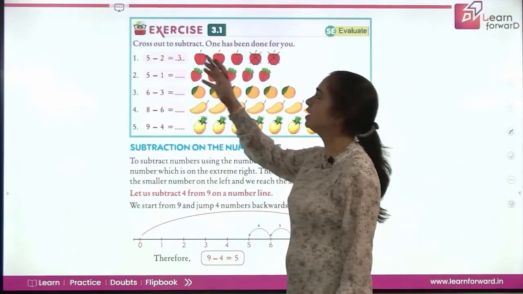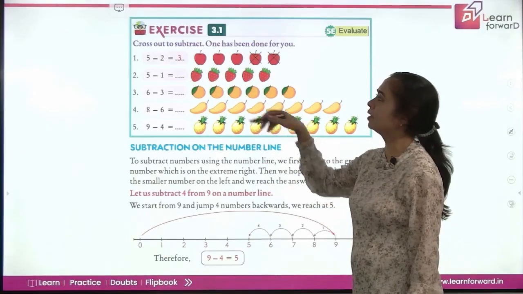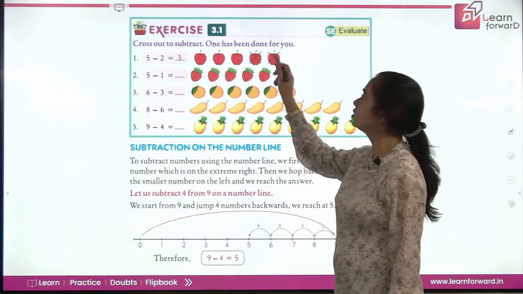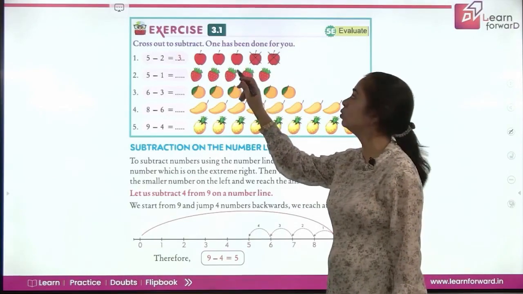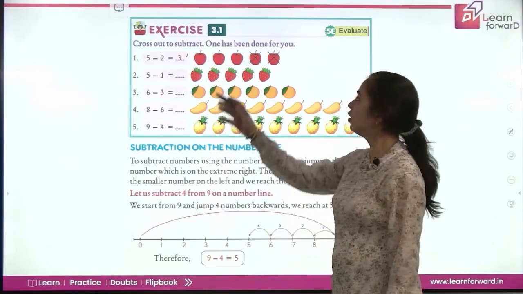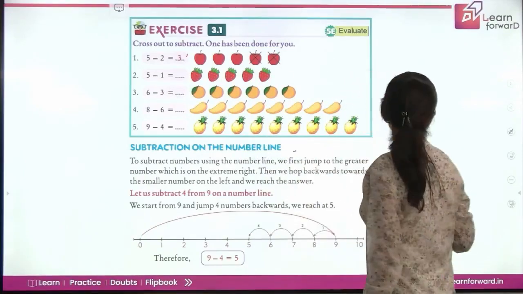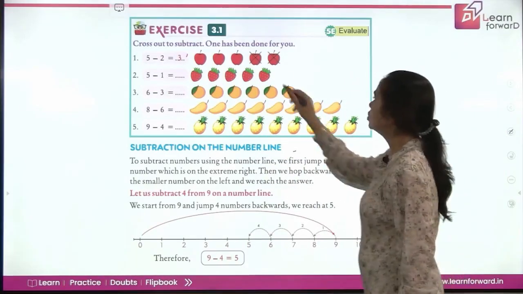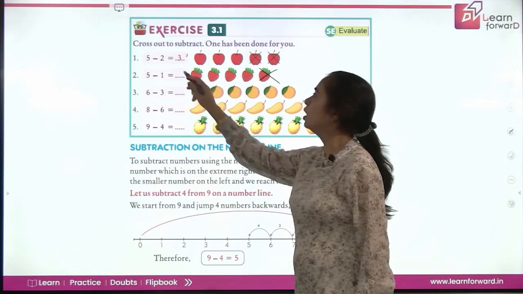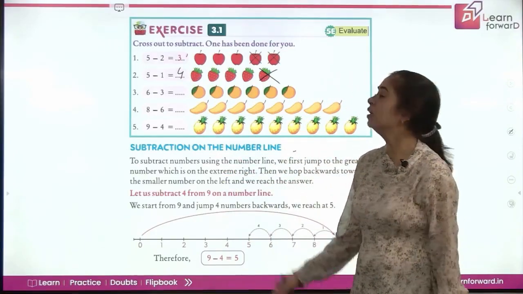Now here's an exercise. You have to cross out to subtract. Like 5 minus 2. So you see here 5 apples are there. If you have to subtract 2, you cross out 2. How many are left? 3. So your difference is 3. Now here you have strawberries here. 5 minus 1. Let's cross out 1 here. So this is crossed out. How many are left? 1, 2, 3, 4. So subtraction gives you left or remaining numbers.